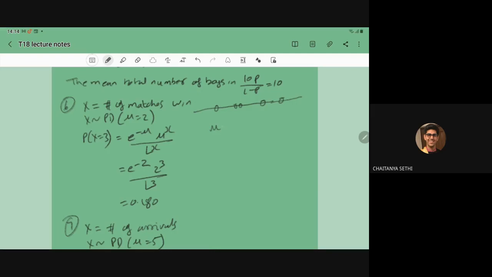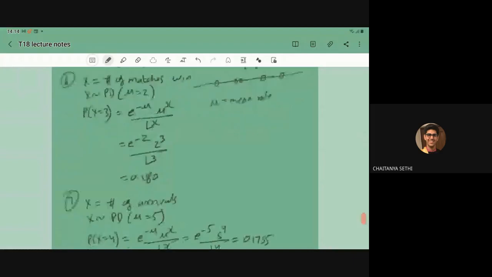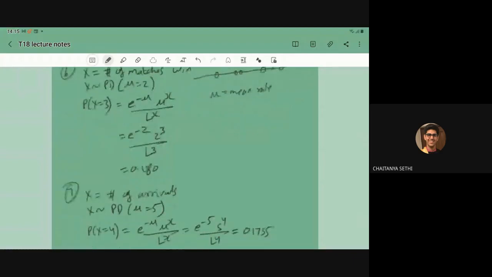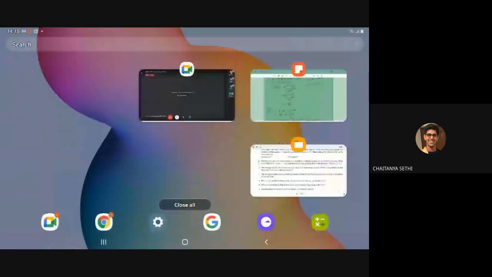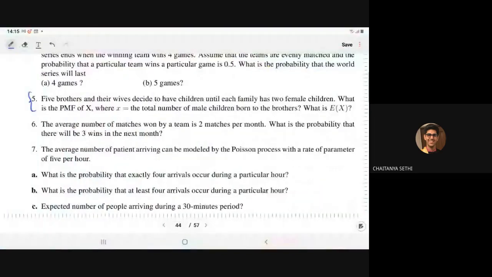Means it is nothing, it is the mean rate. Mu is given as a mean rate. So e to power minus 2, 2 to power 3 upon factorial 3. So on solving, it will give you 0.180. Clear? So just you have to recognize the question of which distribution it is.